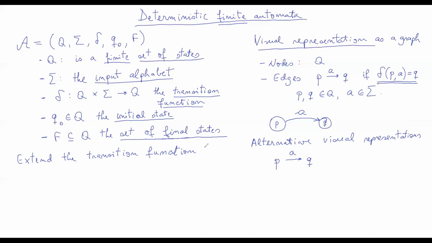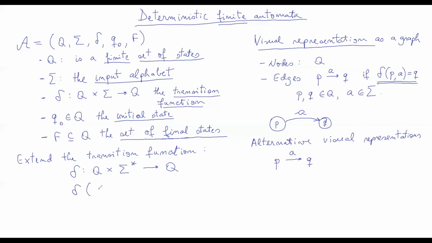So I'm going to extend this to a function that I also denote by delta. I'm abusing a little bit in notation here, but hopefully this is not going to be too confusing for you. My extended definition of delta is going to be a function that maps a state and a word, not just a letter like before, but a word, to another state. The idea of this transition function is that when you are in state Q and you read from the input this particular word, the result is going to be a change of state.